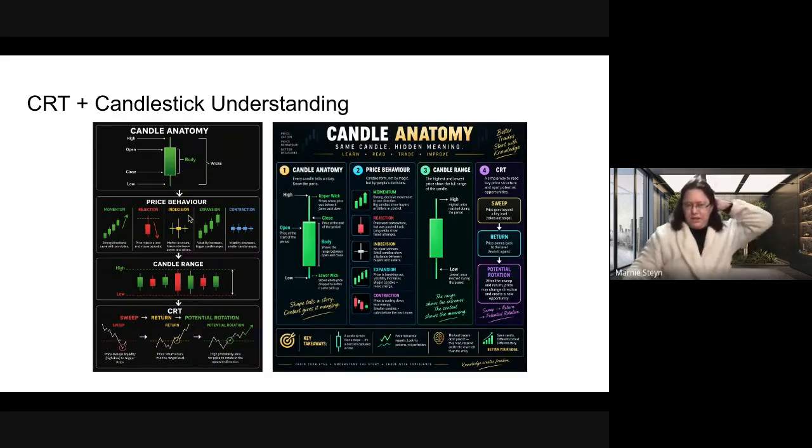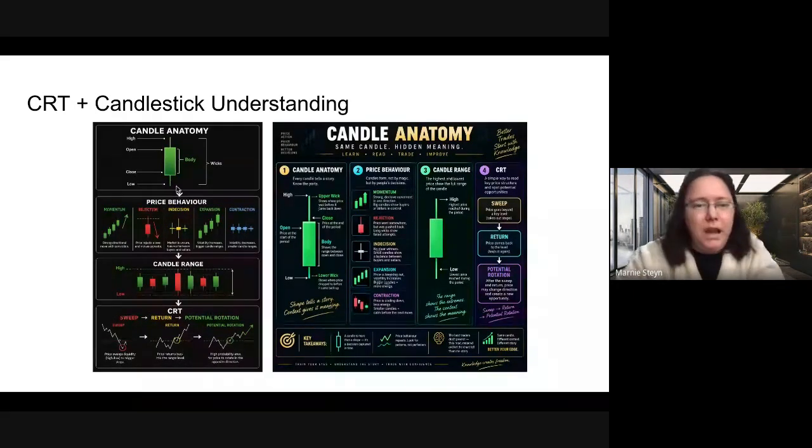Okay, so what is the CRT candlestick? What's the understanding? So now I've included for you guys the candle anatomy. So we're looking for momentum, rejection, indecision, expansion, contraction. Now that sounds very complicated, but I'm going to show it to you guys on the chart now and you can understand it. Okay, so first of all, we want to see that candle range, right? Then we want to see a sweep, a return, and then a potential rotation, reversal. Okay, so here's just another one for you guys to break down. So these are 2 of them you can take out of the PDF, and you guys can keep them to remind yourself of what you are looking for.